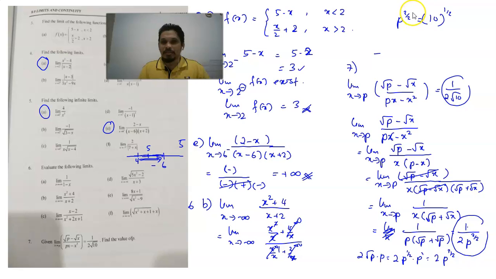Multiply this with 2 over 3, and also this one here with 2 over 3. 2 divided by 2, 3 divided by 3, then P equal to 10 to the power of 1 over 3.